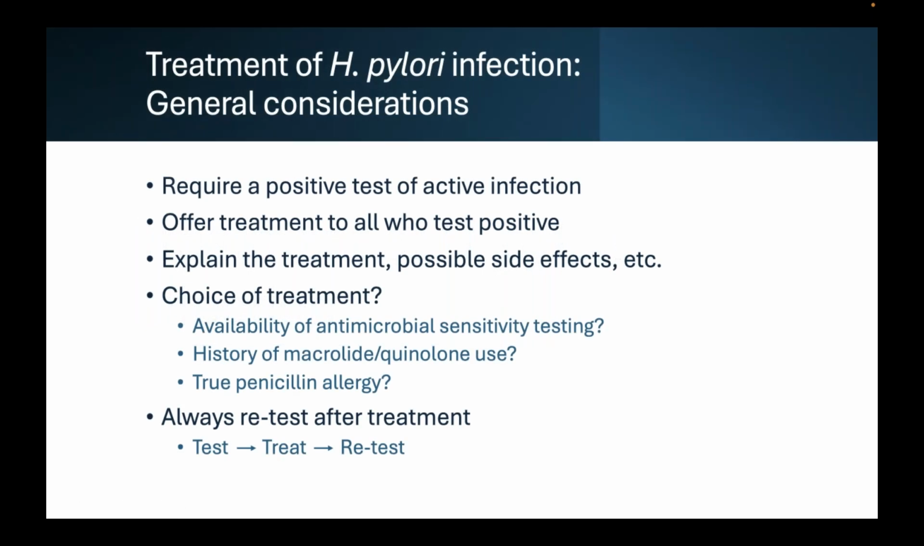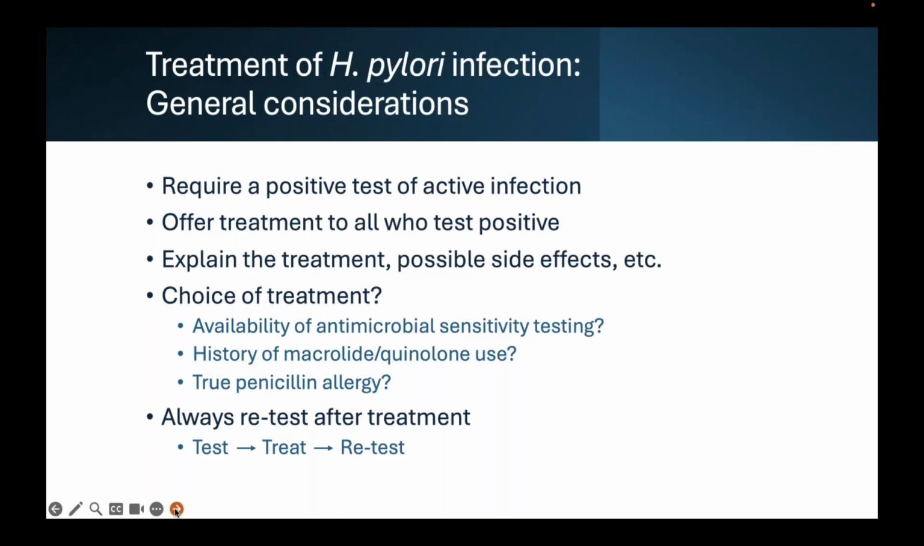And some general considerations, these really haven't changed much over the years. So our decision to treat H. pylori infection should be based on the result of a test of active infection. As Steve alluded to, serology is not adequate for this. So the decision to offer treatment should be based, for example, on a positive urea breath test, fecal antigen test, or biopsy-based test. As Steve said a couple of times, all people who test positive for H. pylori infection should be offered treatment. We know that sounds obvious, but we also know that this doesn't always happen.